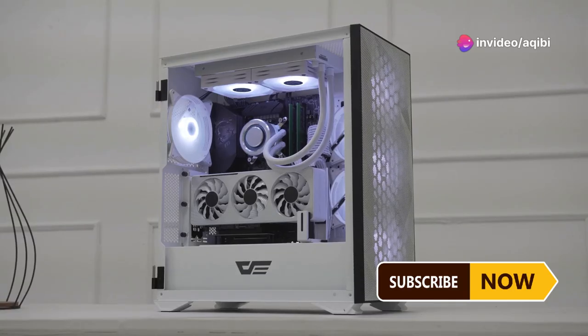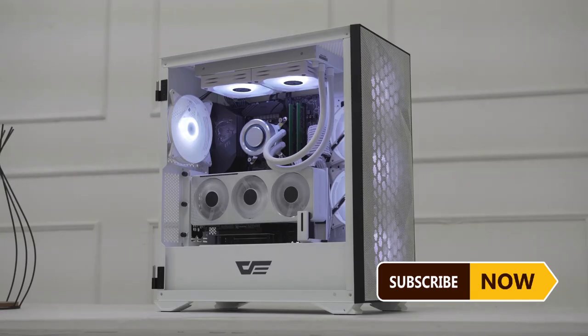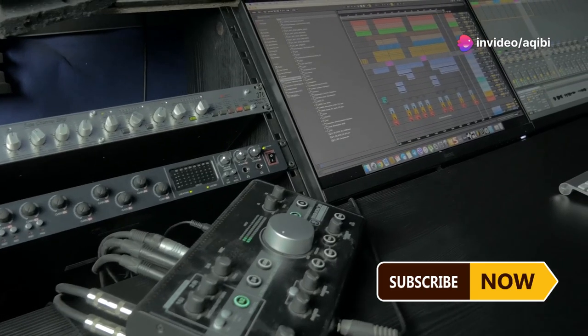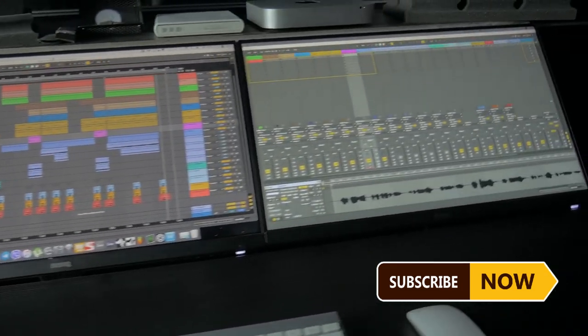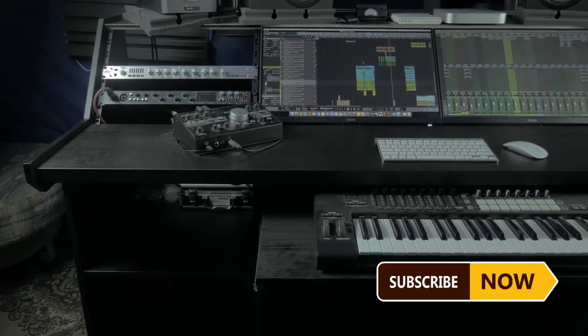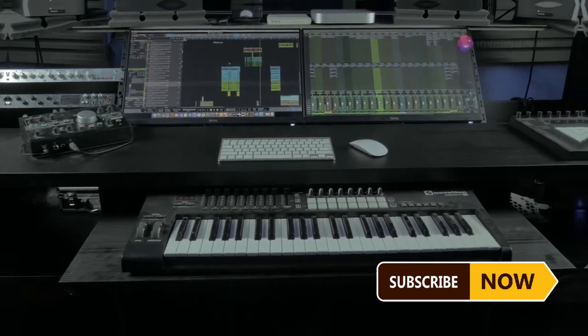B-Link Mini PC with AMD Ryzen 7 5700U. This mini PC is a great choice for Plex media streaming, with its powerful Ryzen 7 CPU, 16 GB of RAM, and 500 GB SSD. Kamrui AK1 Plus. For music production and other creative tasks, the Kamrui AK1 Plus, with its 12th gen Intel Alder Lake processor and 16 GB of RAM, is a fantastic option.